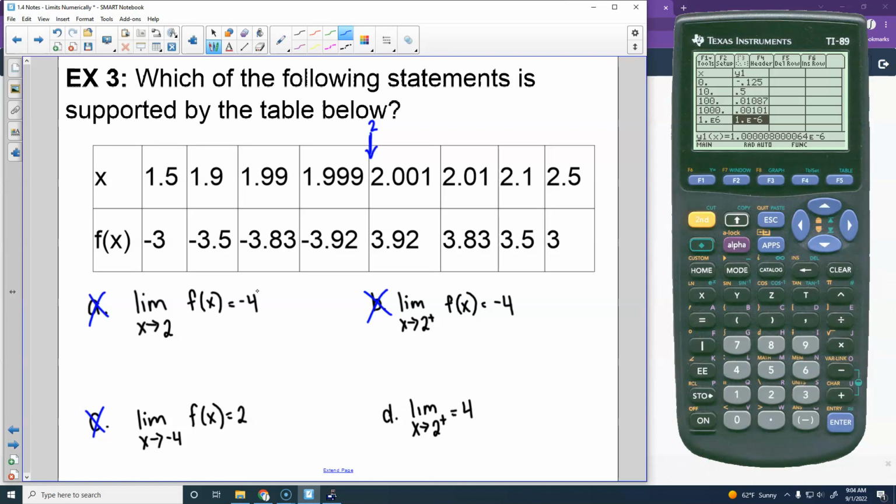Now, the claim limit as x approaches 2 from the right equals 4. Does that look like it's supported from this graph? Okay, it looks like from the right, 4 is where we're going. So this needs to be my answer, but I have made a terrible, terrible, awful notation error here. Okay, what's wrong with the way I have written this? There's no f of x. This is what I call, you can write this down. You can draw this little man right here.